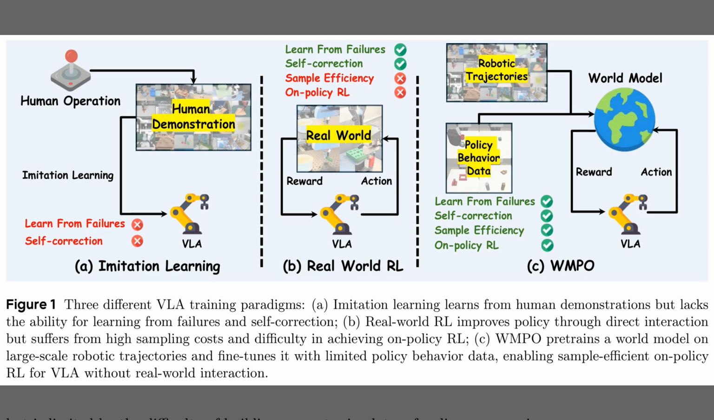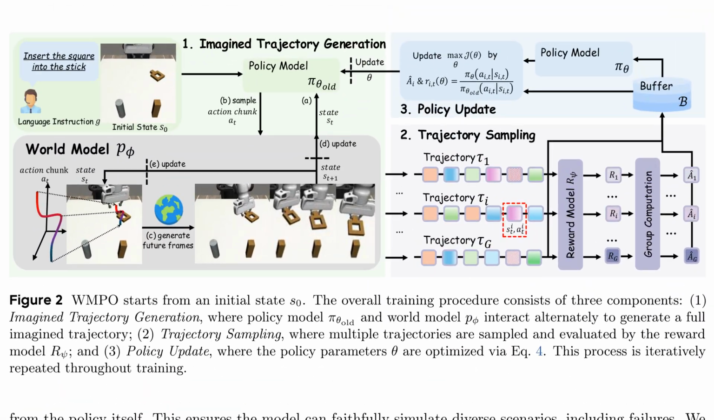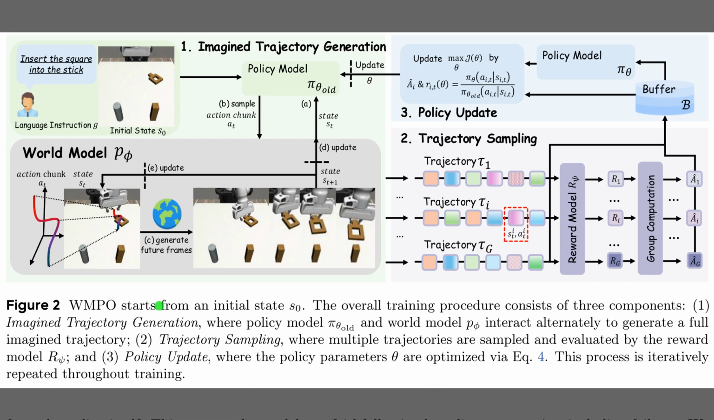Figure 1 contrasts 3 ways to train vision language action policies and why the new approach matters. The left panel shows imitation learning, which copies demonstrations but cannot learn from failures, so errors compound. The middle panel shows real-world reinforcement learning, which can self-correct but costs too many interactions. The right panel presents WMPO, which uses a learned video world model, a data-driven simulator, to enable on-policy learning without real robot rollouts.